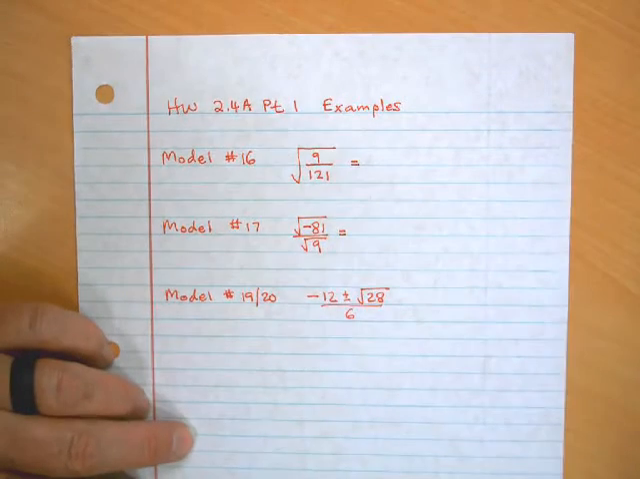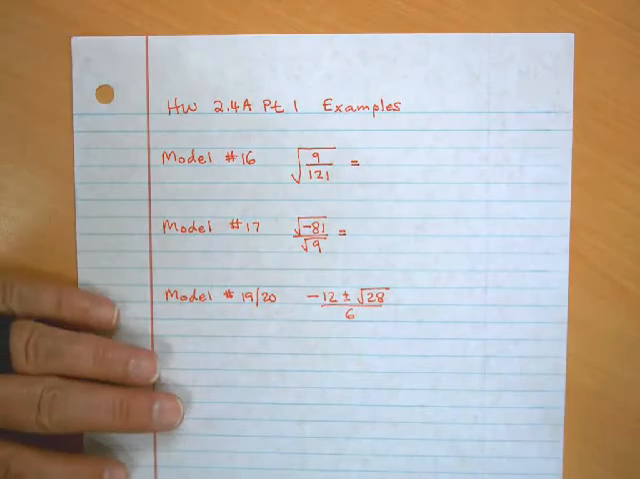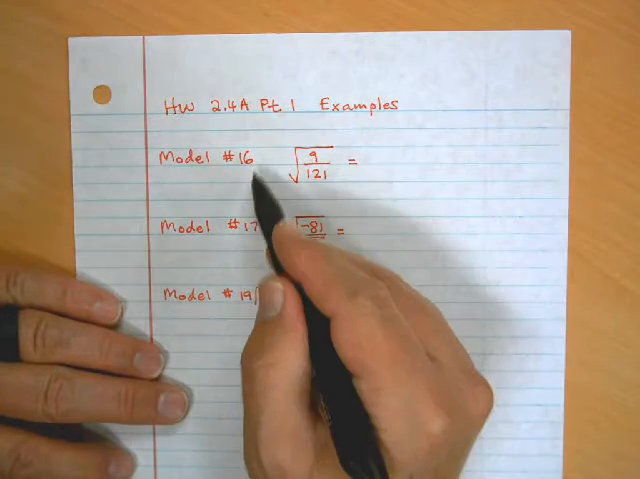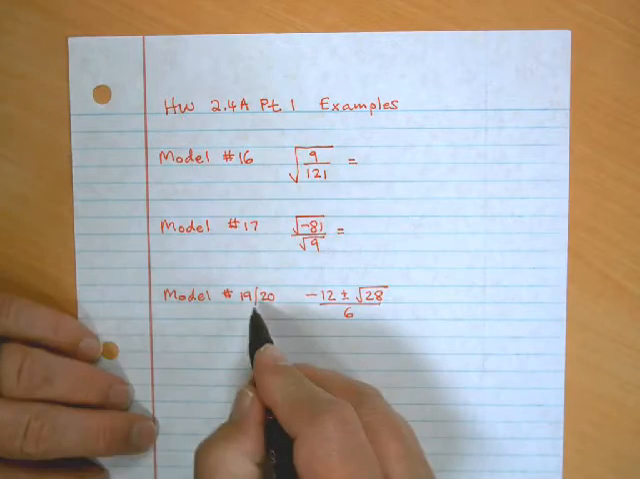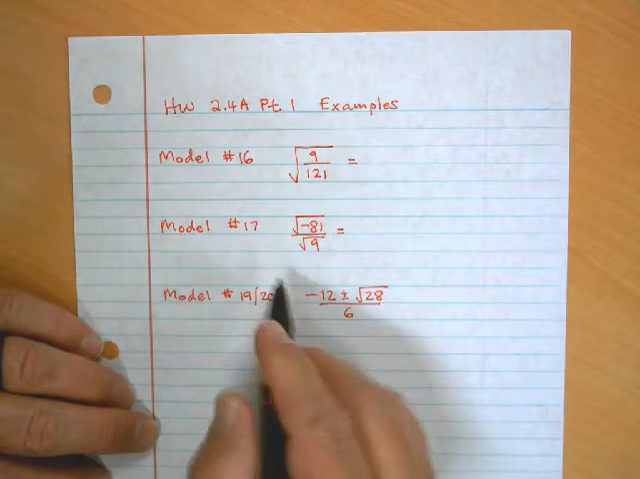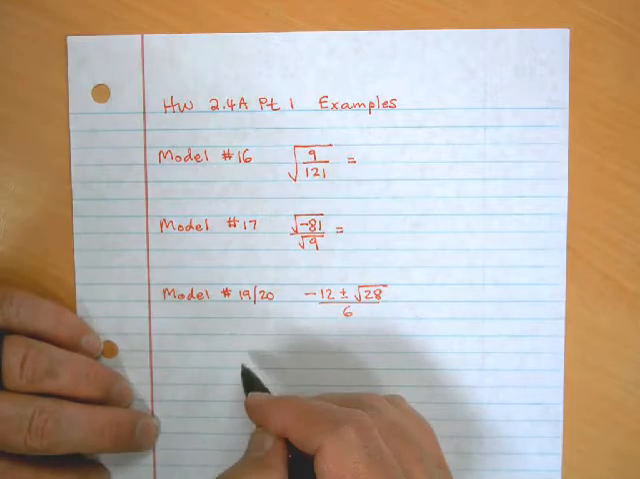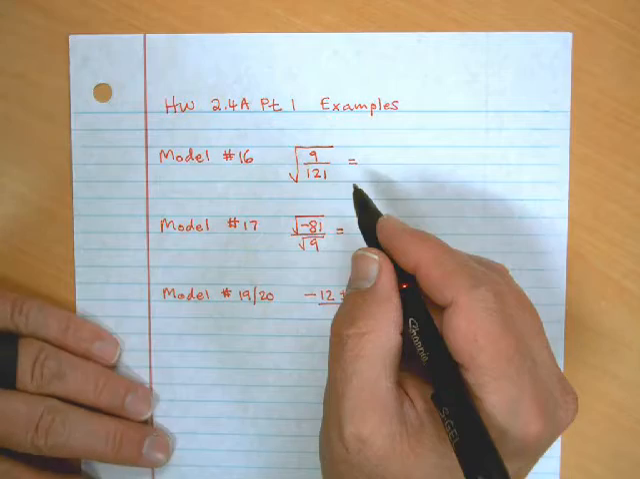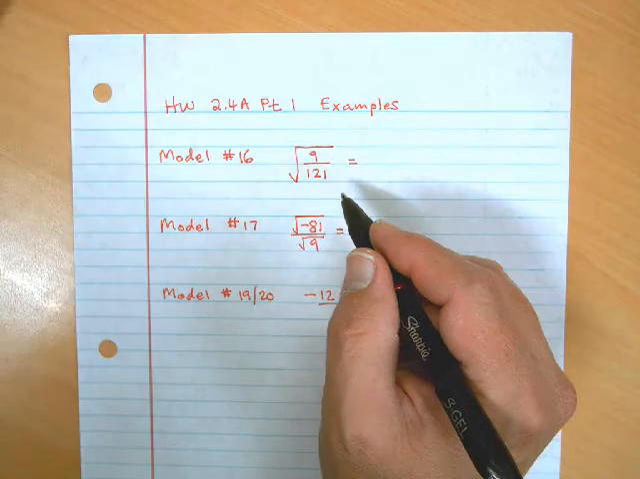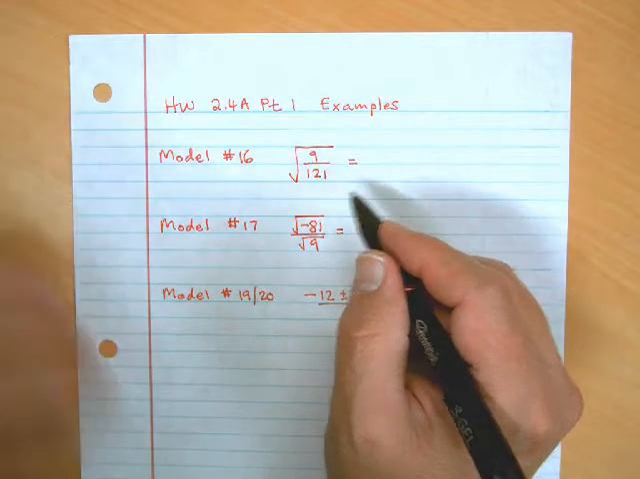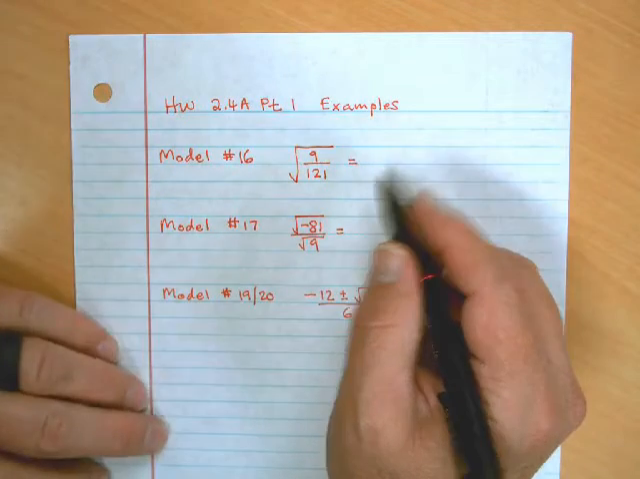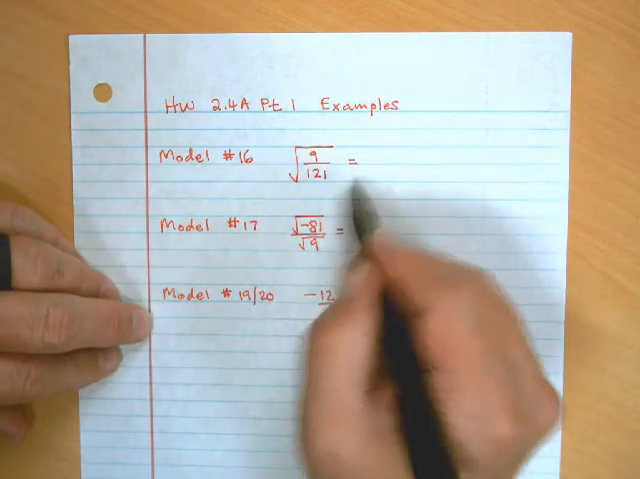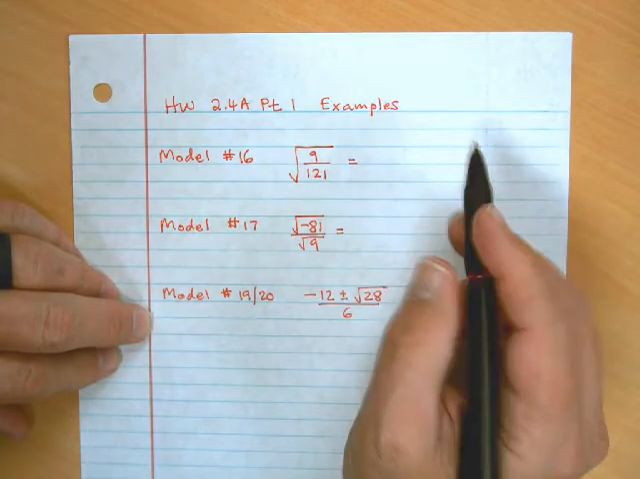Okay, I have three more examples, and these are directly related to problems 16, 17, 19, and 20. So I've got these three examples that cover those four problems off your homework. You'll see these are similar to those, and I'm doing this because these problems are a little more difficult than the others on that page.